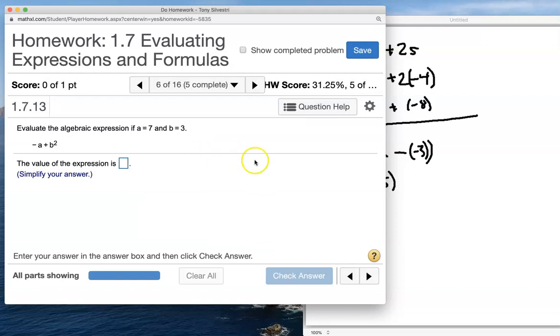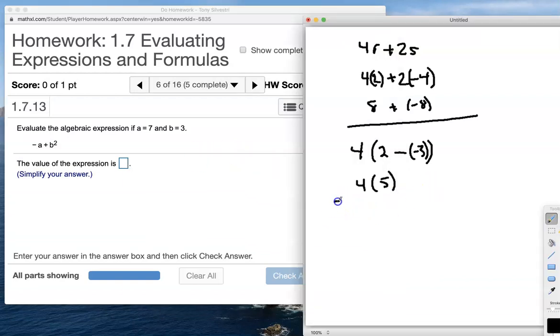Ooh, exponents. Problem with exponents. I think I could sneak that right in here. What I'm going to do is, instead of copying this on paper and wasting time, plug in negative 7 for A. Now I do put the parentheses there because there's a negative sign operation. Okay, plus (3) squared.